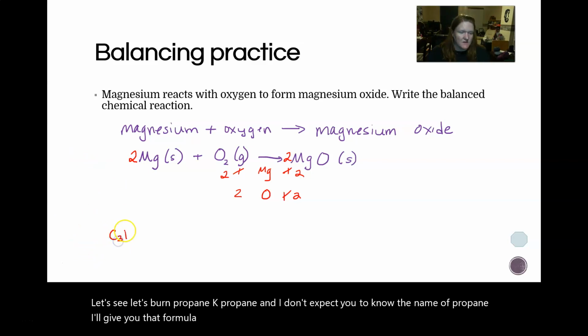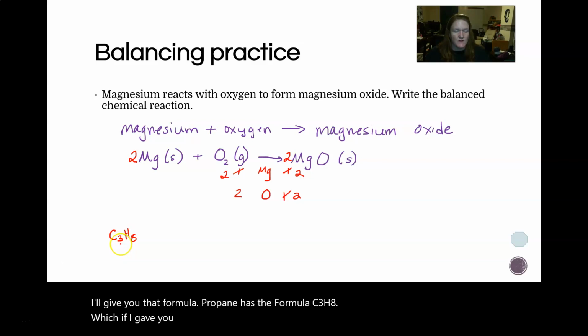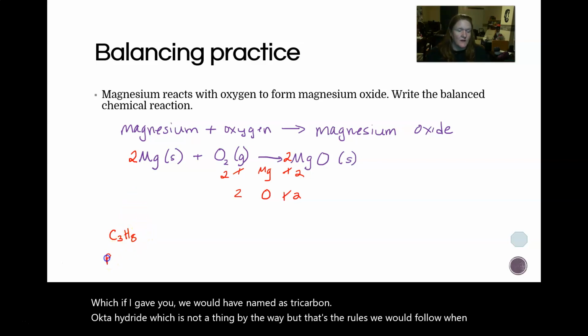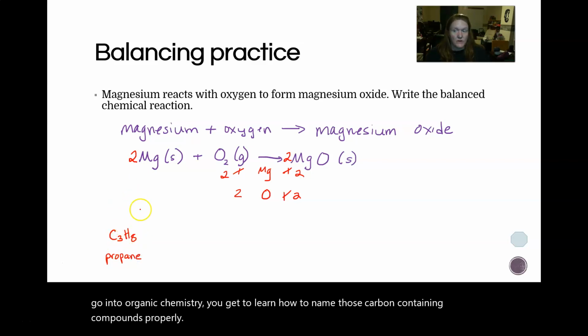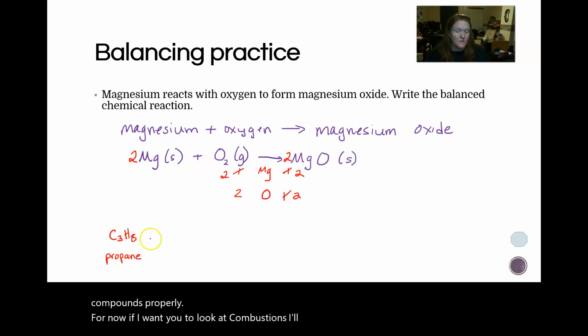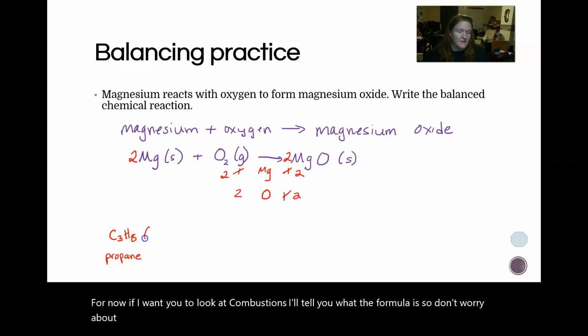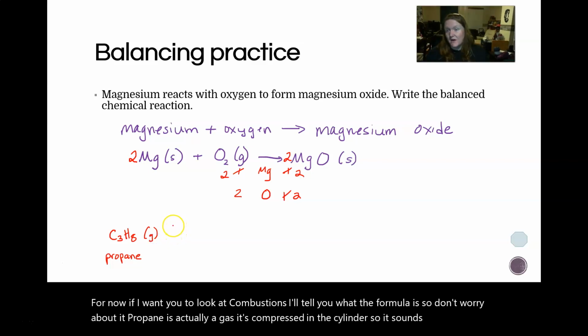Propane has the formula C3H8, which if I gave you this, we would have named as tricarbon octahydride, which is not a thing, by the way, but that's the rules we would follow. When you go into organic chemistry, you get to learn how to name those carbon-containing compounds properly. For now, if I want you to look at combustions, I'll tell you what the formula is, so don't worry about it. Propane is actually a gas. It's compressed in a cylinder, so it sounds like a liquid, but once you let it out, it's a gas.